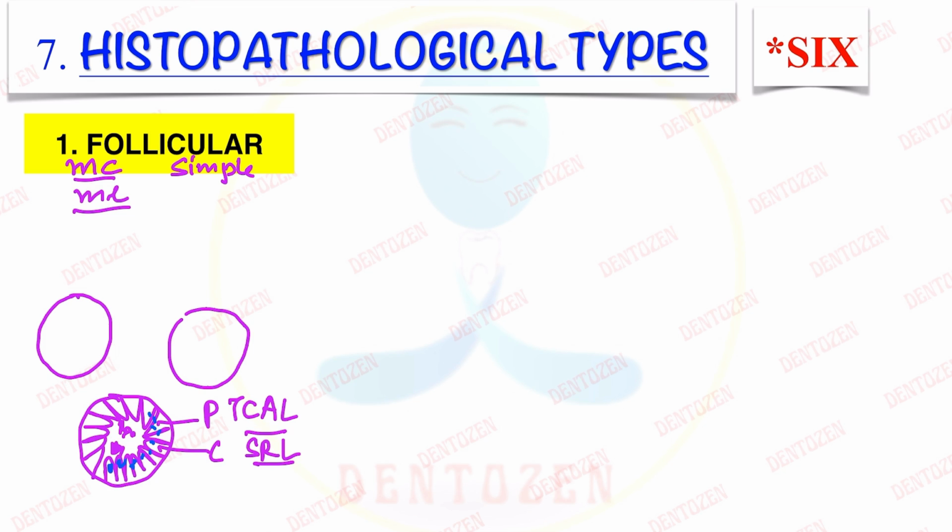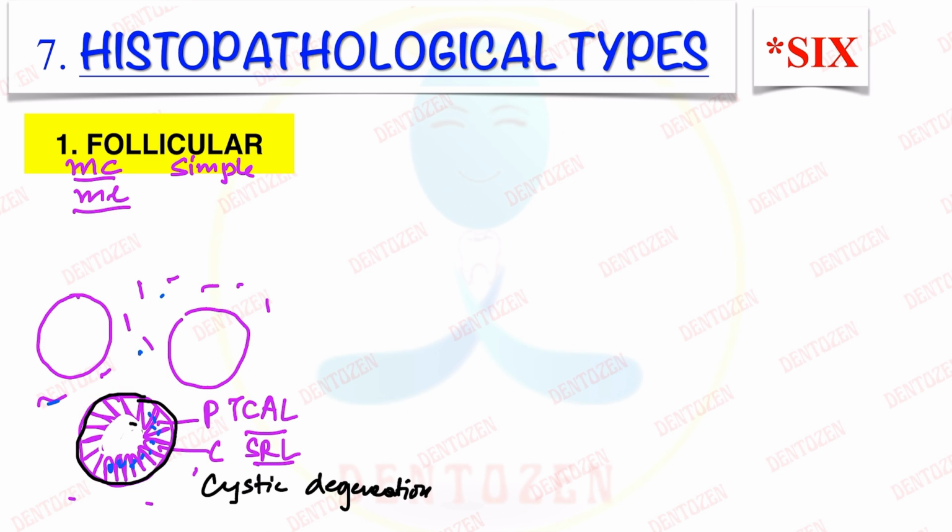Now surrounding these islands will be collagenous stroma, made up of collagen fibers and fibroblast cells, and there can be blood vessels. Sometimes within these islands the central cells may degenerate, they may break down, and there may be formation of a cystic cavity inside the center. That is called cystic degeneration. It is very common in this type. So cystic degeneration in the follicular type occurs within the ameloblastomatous follicle, within the island, in its center, because of which the peripheral cells may become flattened. So that is an important point.